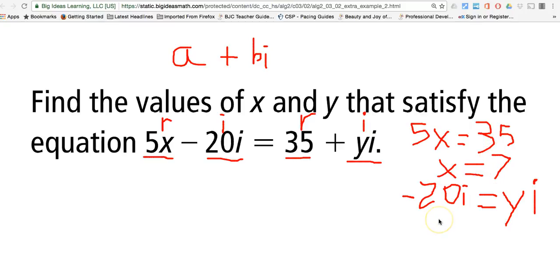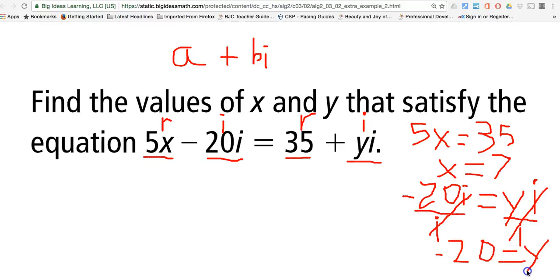And on the other equation, what we need to do is we want to get y by itself. So we're going to divide both sides by i. That's going to isolate y. So we divide both sides by i. Remember, i is just a number. So we just treat it the same as we would any number. So when we get yi divided by i, those i's just cancel, and we're left with y. On the left-hand side, negative 20i divided by i, we're just left with negative 20 equals y.